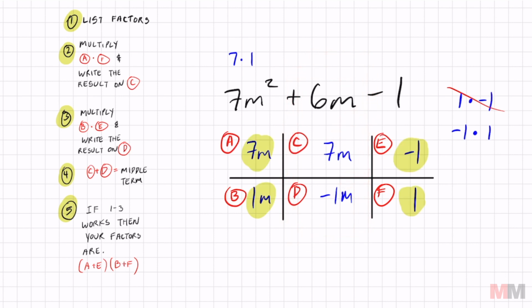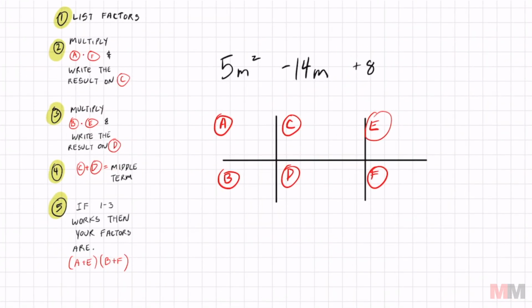Awesome. So all you got to do for step 5, once you got the right combination, guys, is A and E in one parentheses. So we're going to write 7m minus 1, and the other factor is 1m and a positive 1. Not bad, right? Let's try this again.